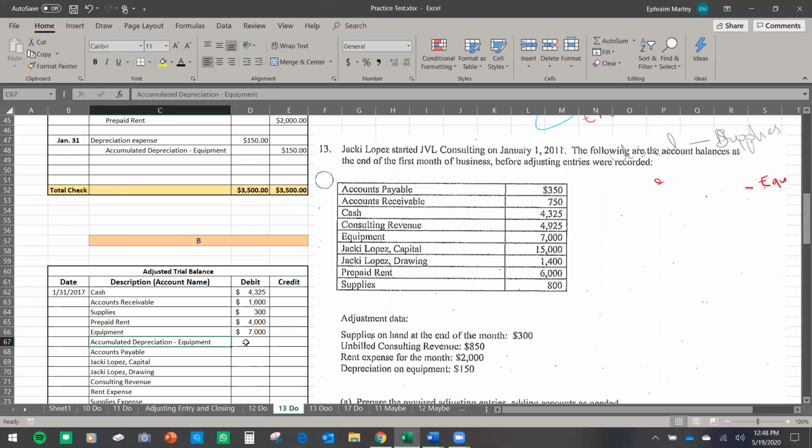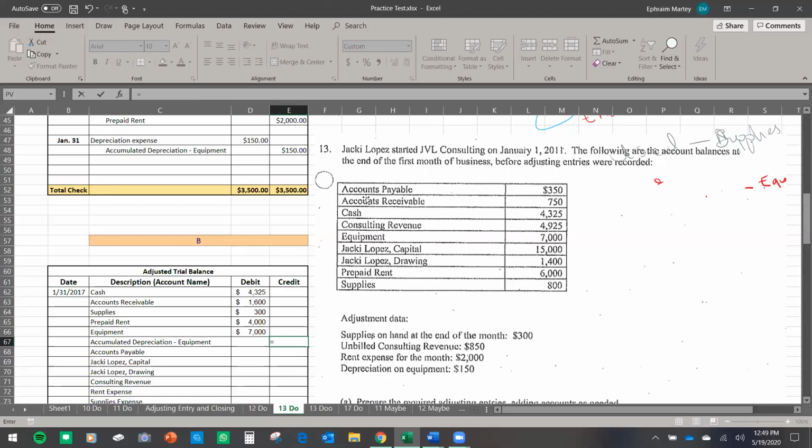Now accumulated depreciation, should we put it here? No, because it's a credit account. Here they didn't do it, but you have to do it to show them that you know what you're doing. So you put it in credit. What did we start accumulated depreciation with?